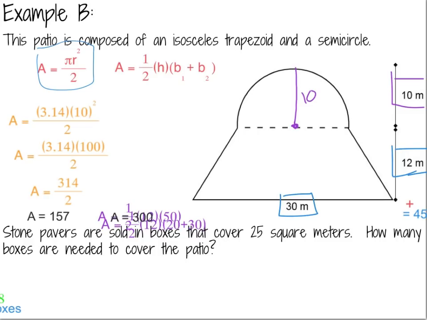But I remember that 10 was halfway across the circle, and that was my radius, and this time I'm going all the way across the circle, so I need the diameter. So if the diameter is always double what the radius is, I know this will be 20.